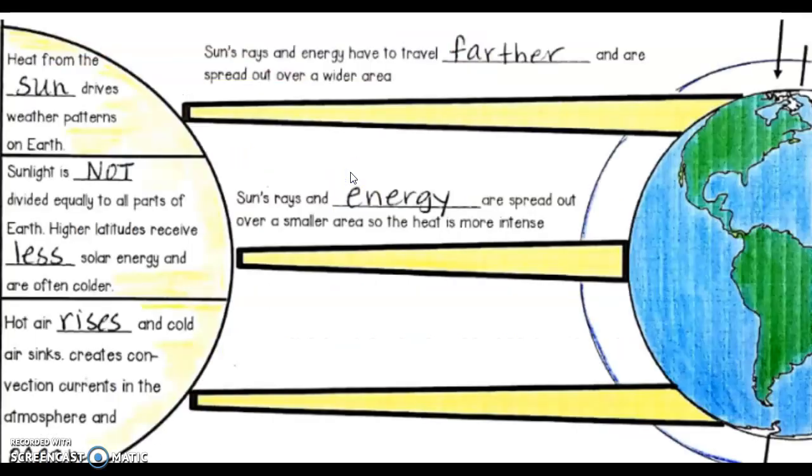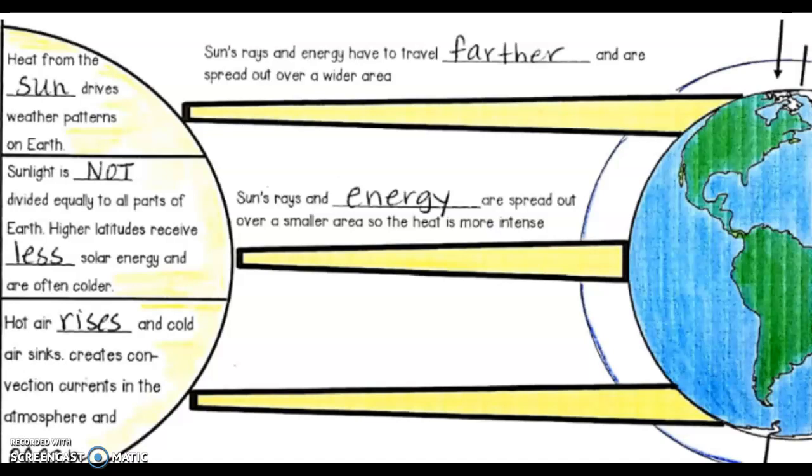Okay, so since our energy comes from the sun, we've got to start our discussion there. It's the heat from the sun that drives our weather patterns on Earth. But the thing is that sunlight is not divided equally to all parts of Earth. Those higher latitudes further away from the equator are getting less solar energy and are often colder as a result. At the same time, we have hot air rising and cold air sinking.